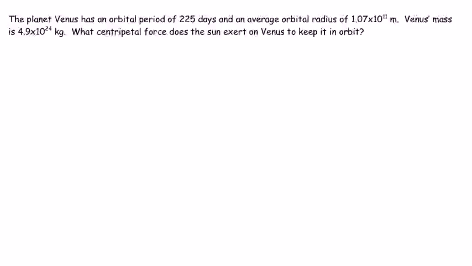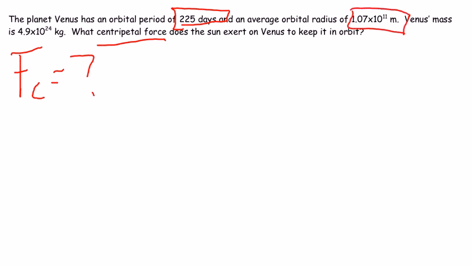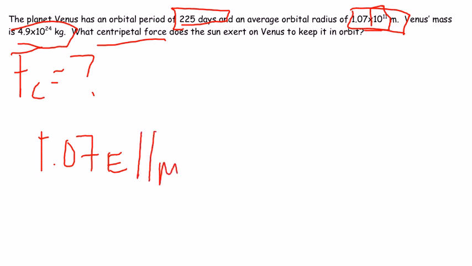So we are looking for centripetal force in this problem. So Fc equals question mark. We are given days, meters, and kilograms. So meters, we know 1.07. I'm going to try doing E for you. You've got to practice using this. Times 10 to the 11 is the same as using the letter E. So 1.07 times 10 to the 11 is the same as saying 1.07 E11 meters.